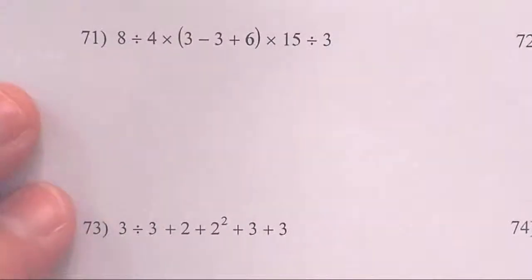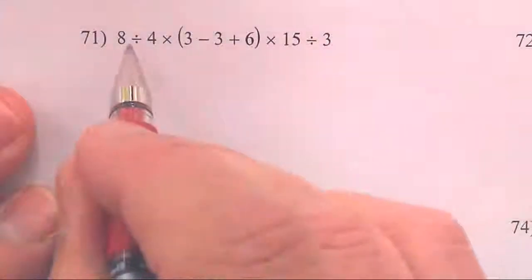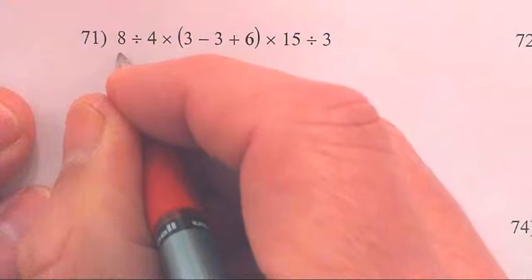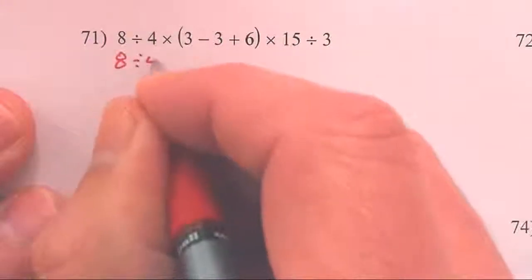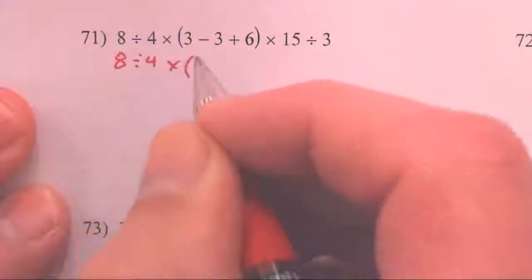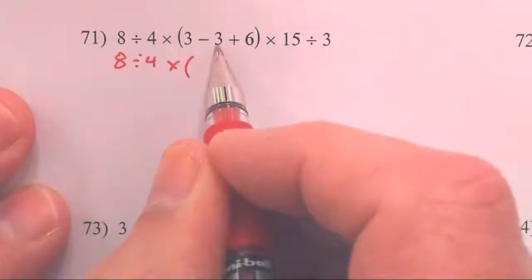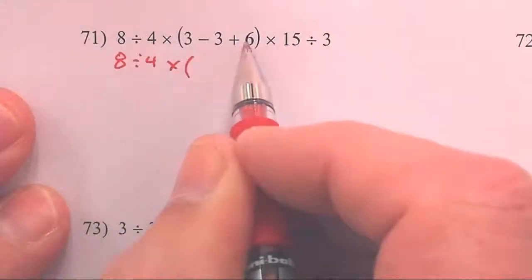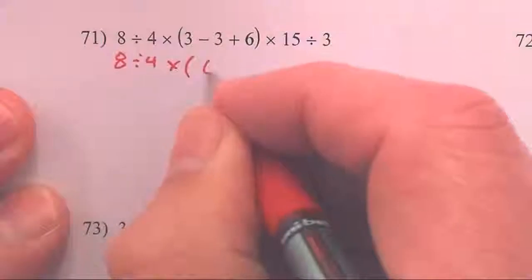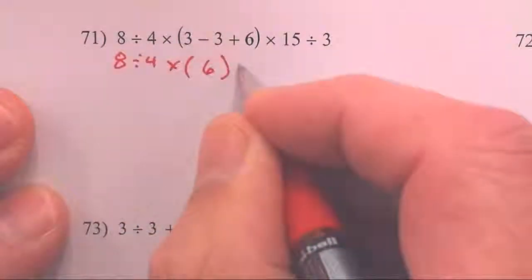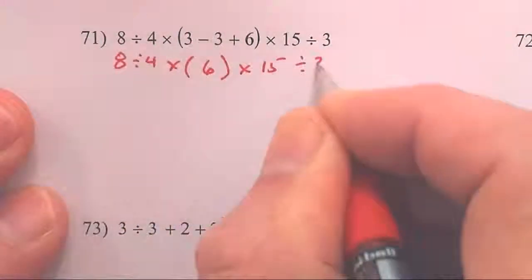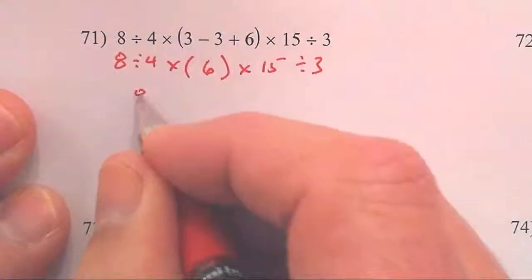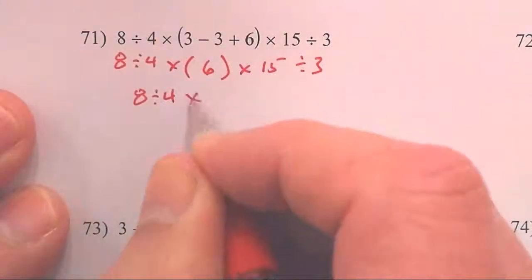So 71, I want to do parentheses first. And I know we could maybe do this division first, but I'm going to come back and talk about that. 8 divided by 4 times, in parentheses, 3 minus 3, 0. 0 plus 6, 6. Times 15 divided by 3. So please excuse my dear Aunt Sally. I'm going to write this without the parentheses.